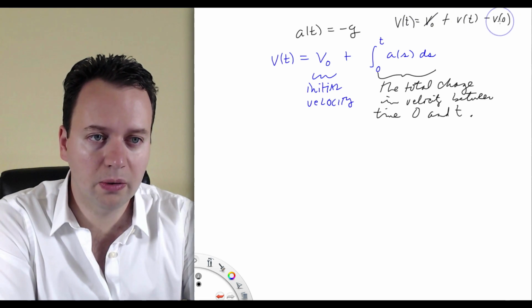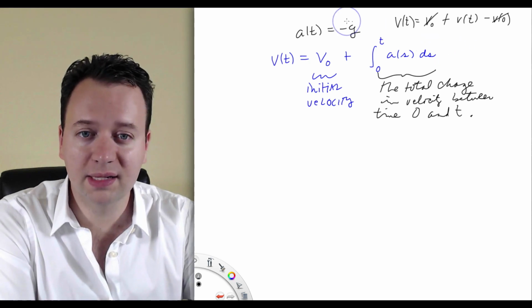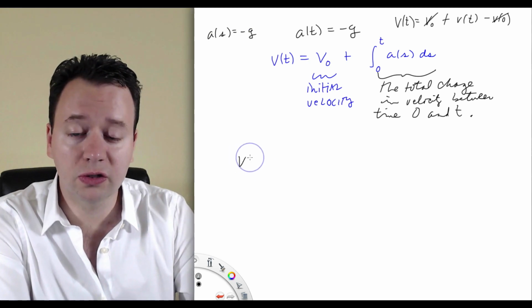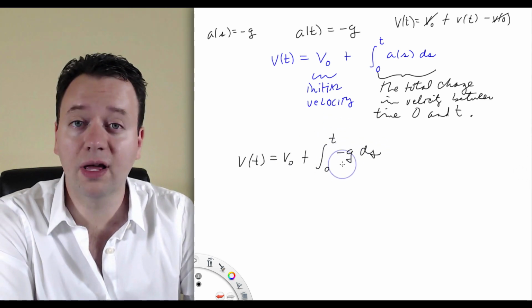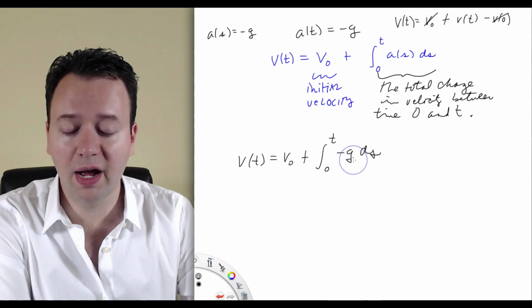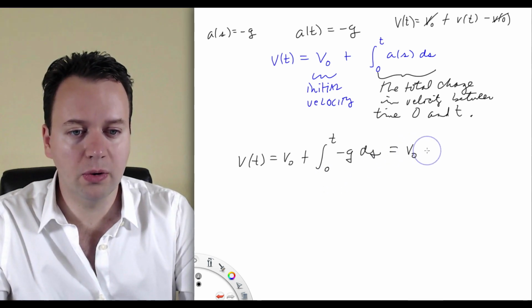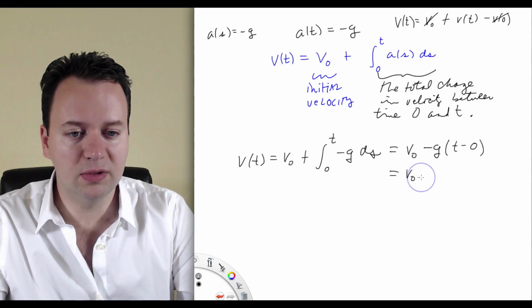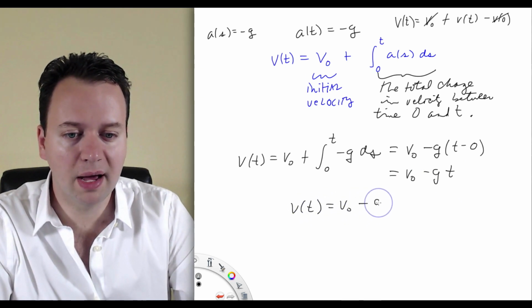So v of 0 and v sub 0 are the same thing, so that's exactly why it works out that way. Now, since a is a constant function, a of s is also just equal to minus g. So to use this formula, we get v of t is equal to v0 plus the integral from 0 to t of minus g ds. Now, if I integrate minus g ds, the antiderivative is minus g times s. Evaluated at t, evaluated at 0, we get v sub 0 minus g times t minus 0, or just v sub 0 minus gt. So the velocity as a function of time is the initial velocity minus g times t.